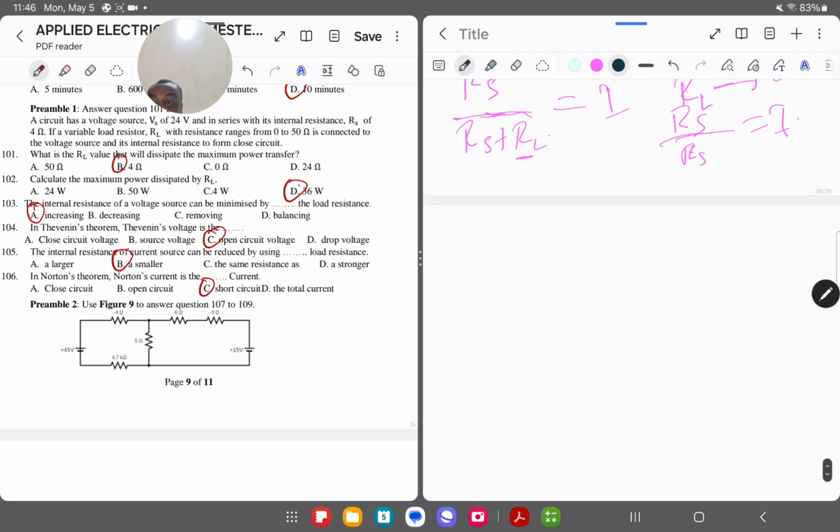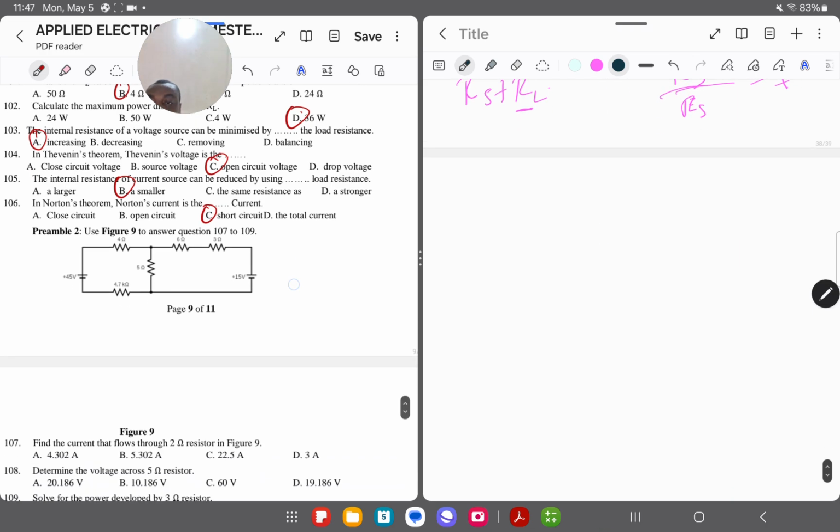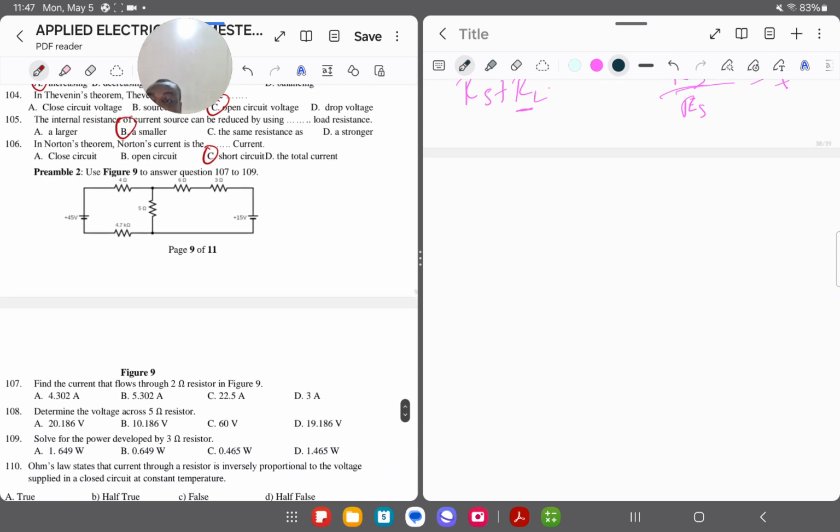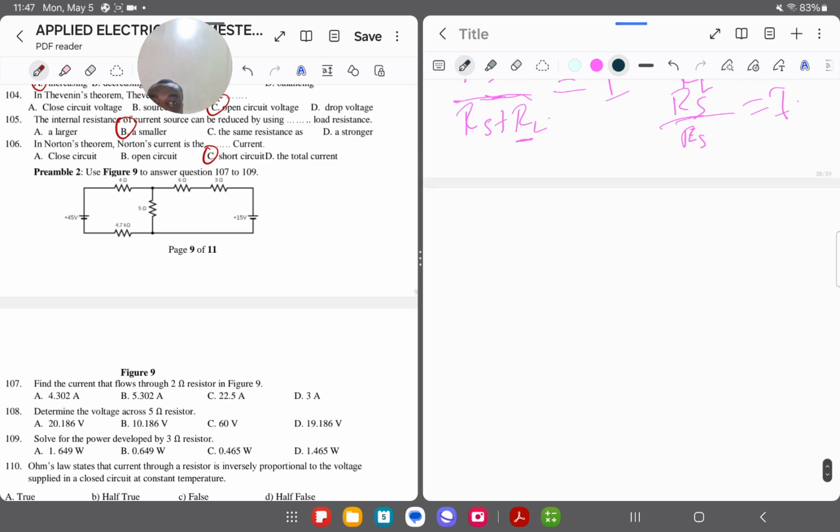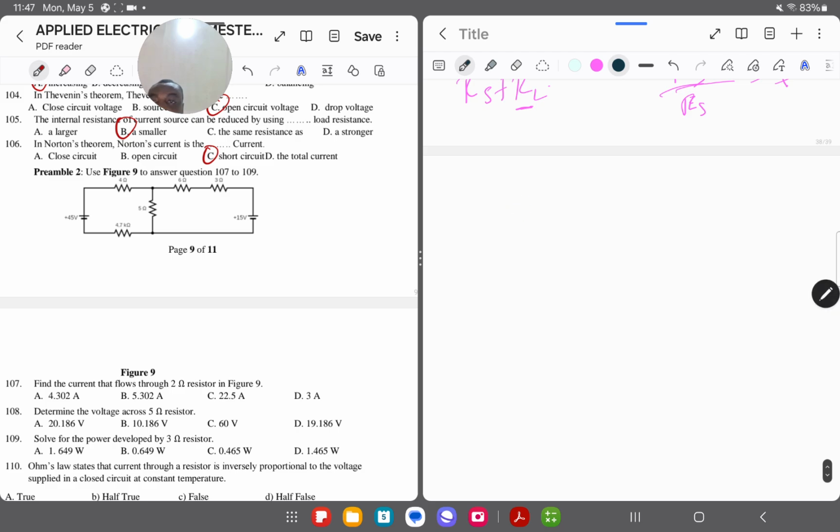Now we are in another preamble, preamble 2, and you have to use preamble 2 to answer questions 107 to 109. Okay, 107 to 109. So the figure we are given is figure 9. I think this one is here, but it's for this one, which is above this. This is the figure.